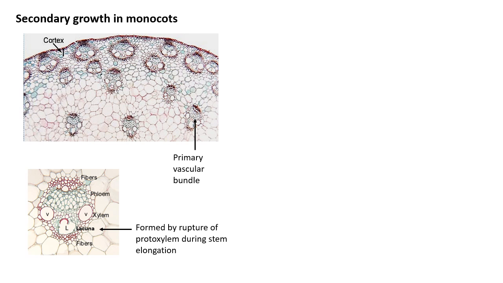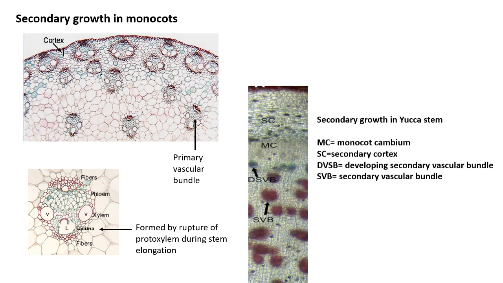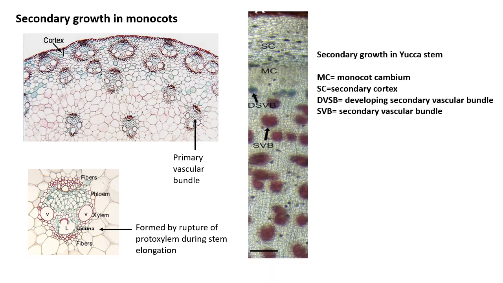In some monocot lineages like Asparagales, radial growth of the stem is achieved through the action of a lateral meristem termed the monocot cambium, which is highlighted here in the third figure just now displayed.